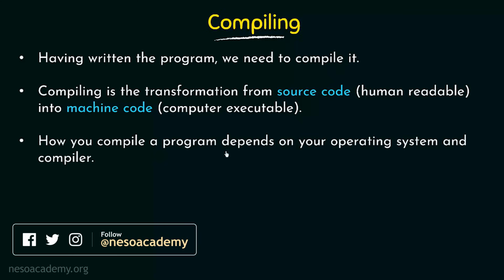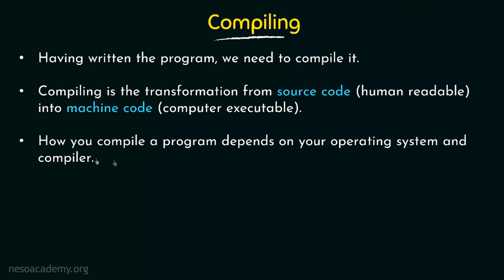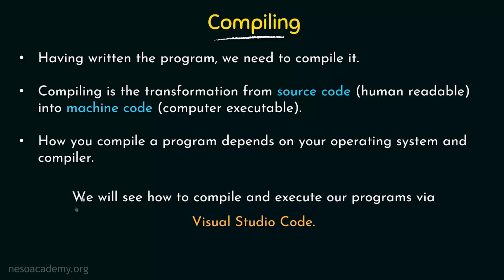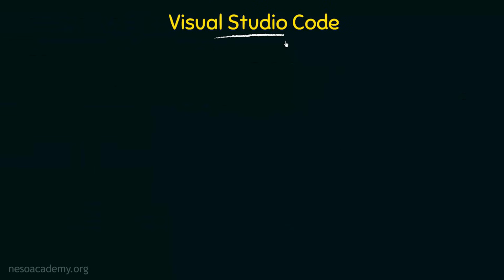How you compile a program depends on your operating system and the compiler. Here we are using a Windows system, as I have already mentioned, and right now we are going to see how to compile and execute our programs via Visual Studio Code, whose installation we have already discussed in one of the previous lectures. Alright, so let's see how to do it. Coming to Visual Studio Code, first we will see how to create the source file, that means the file in which we will be writing our program.